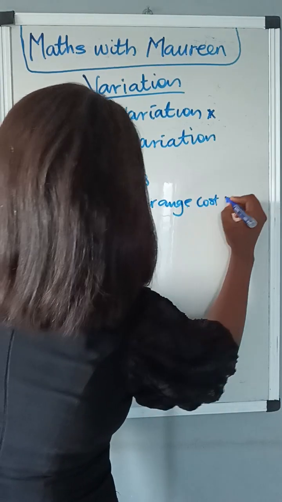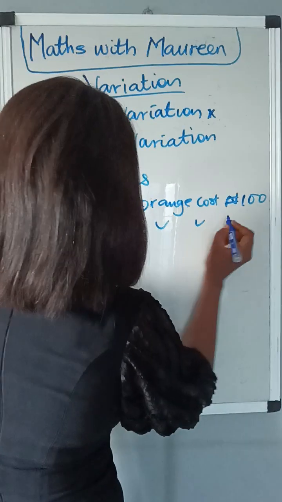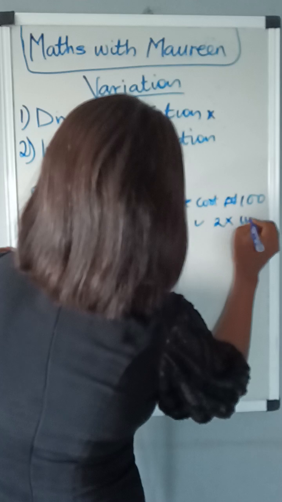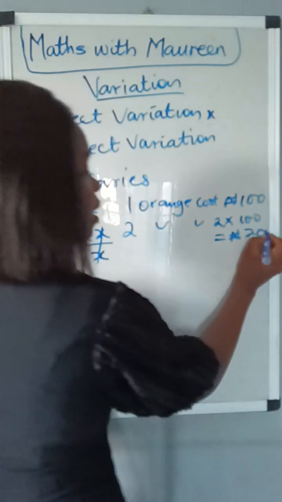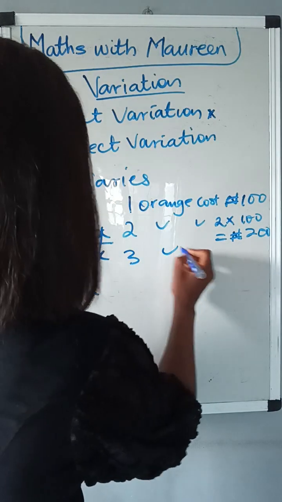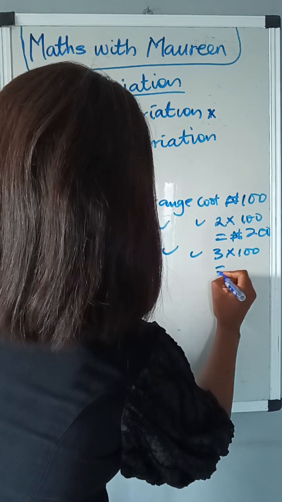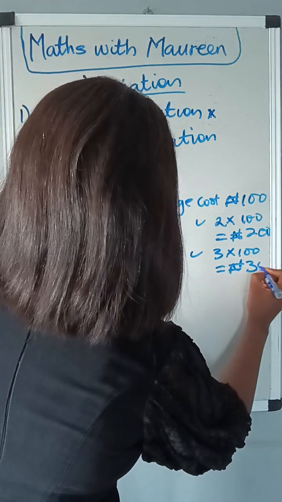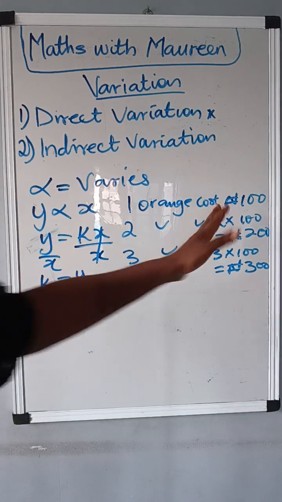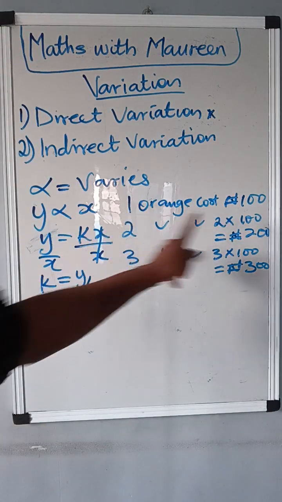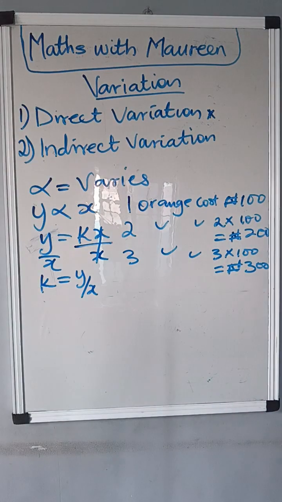So explaining this formula the more, supposing you have one orange costs 100 naira, okay? Two oranges will cost how many? 2 times 100, and that is going to give us 200 naira, okay? Then three oranges will cost 3 times 100, which is going to give us 300 naira, okay? So see, as the number of oranges we have here is increasing, the cost is increasing as well. For one we have 100, then for two we have 200, for three we have 300, okay?